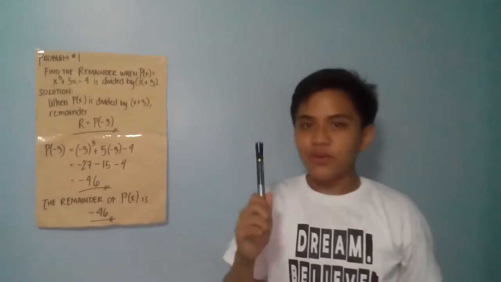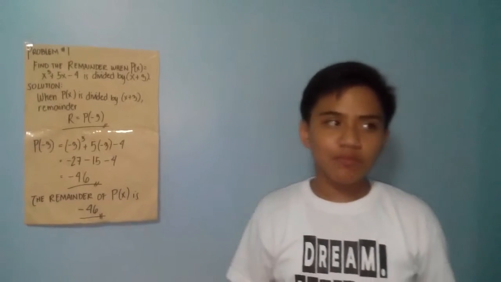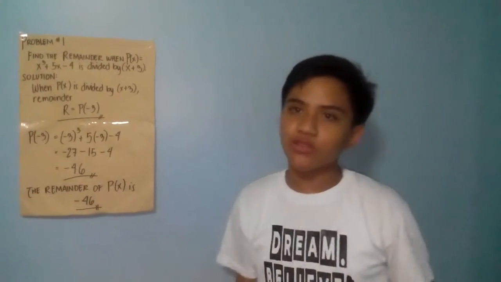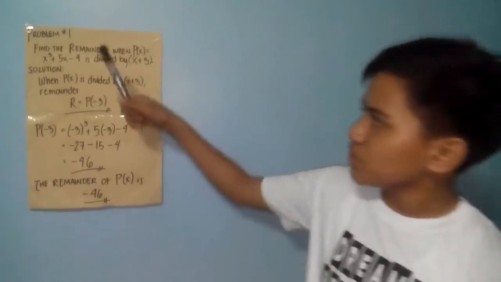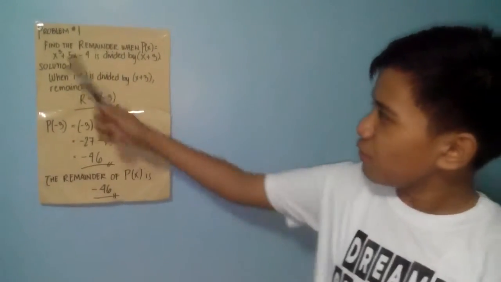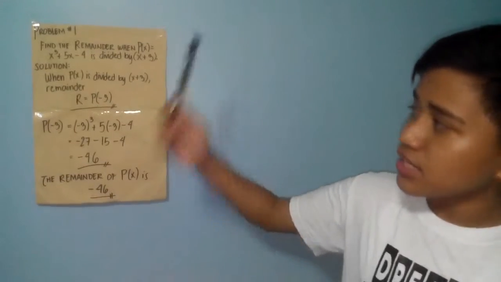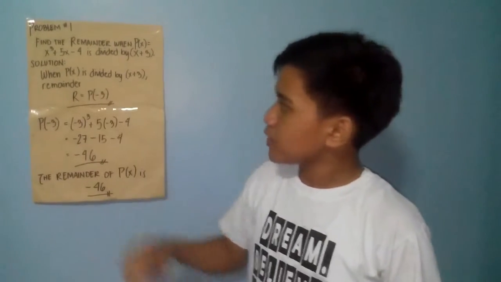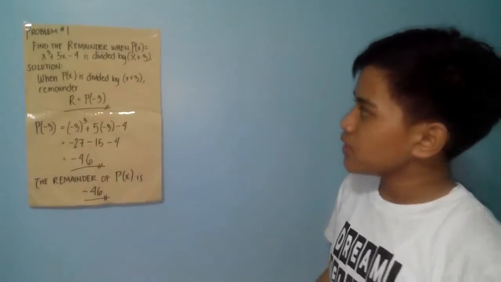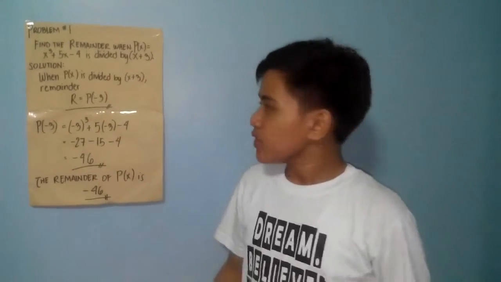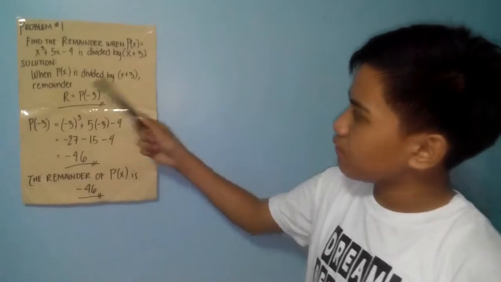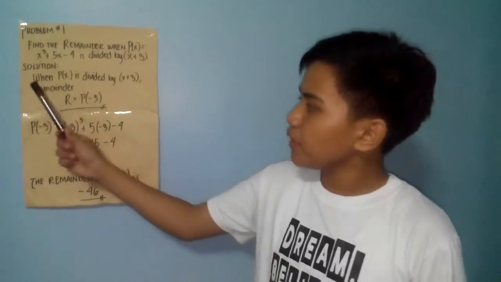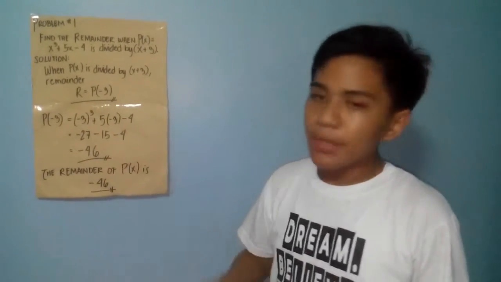So next, we have problems for us to solve and to test the new knowledge that we've learned. Problem number 1. Find the remainder when p of x is equal to x cubed plus 5x minus 4 is divided by x plus 3. So the solution for this problem is when p of x is divided by x plus 3, the remainder will be r is equal to p of negative 3.